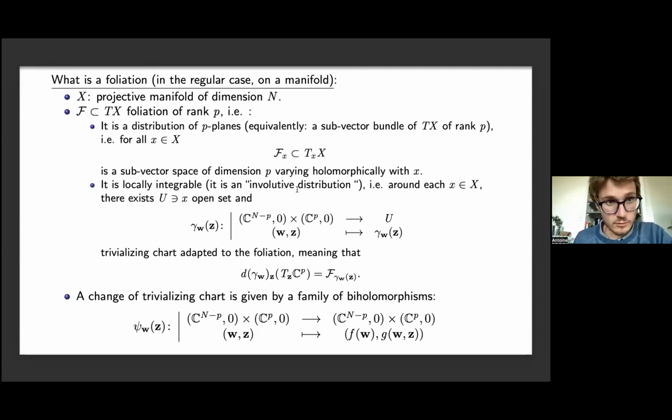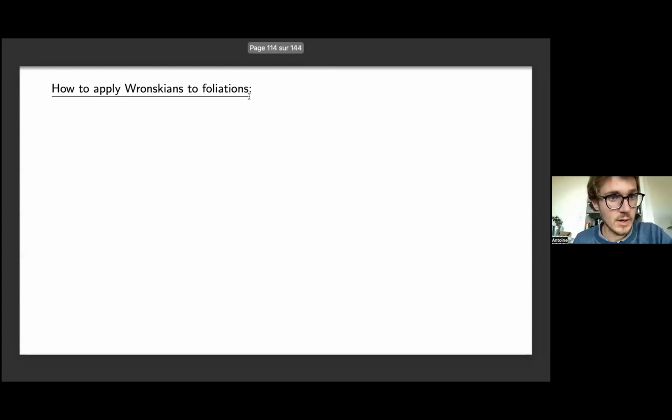Okay, so this is the quick definition of a foliation in the case of manifolds, when the foliation is regular. And now we'd like to apply Wronskians to foliations, and let us explain how to do so, and how to apply our very specific function in this case.